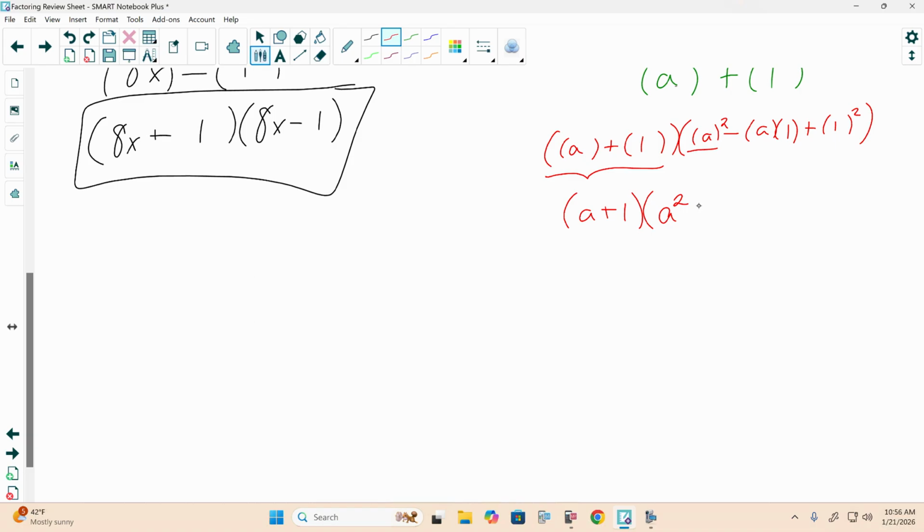Now the middle term, a times 1 is a. Plus, what is 1 squared? 1. So a cubed plus 1 is going to become a plus 1 times a squared minus a plus 1.